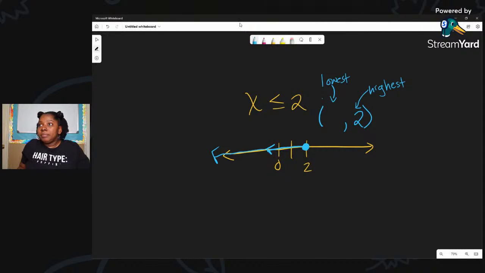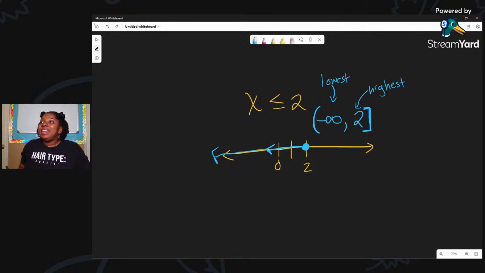So it's not a parentheses, because we are including 2. It's going to be a bracket right there, because x can equal 2. So anytime you do a closed circle, you're going to do a bracket. But because of negative infinity, we don't know what that number is, so it's always going to be a parentheses. That's the exception. Anytime you use infinity or negative infinity, it's always going to be a parentheses. That's just the rule.